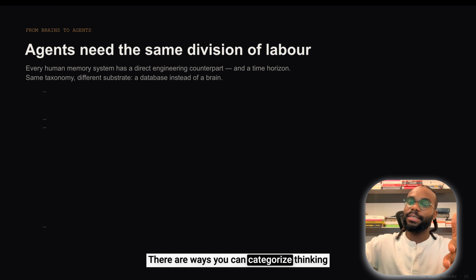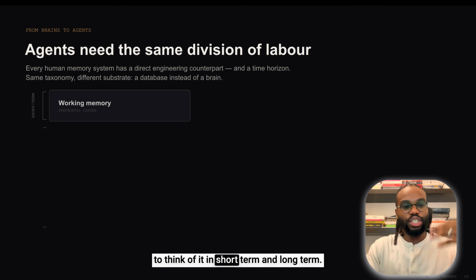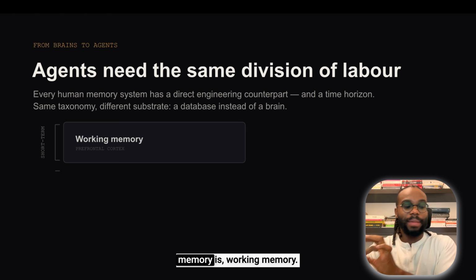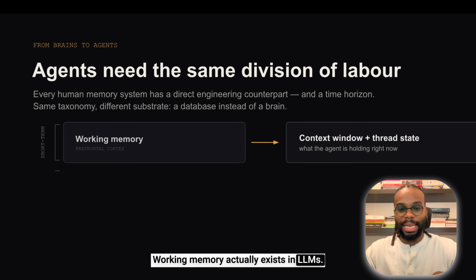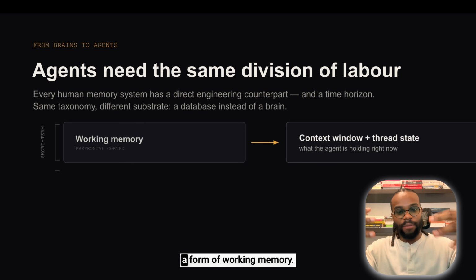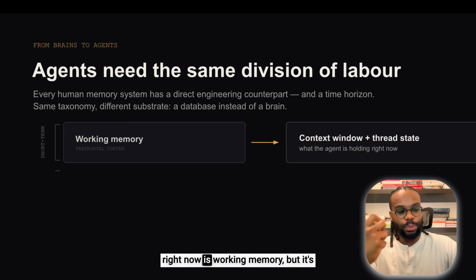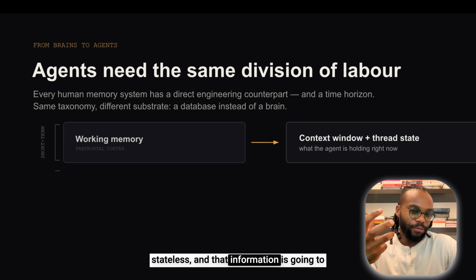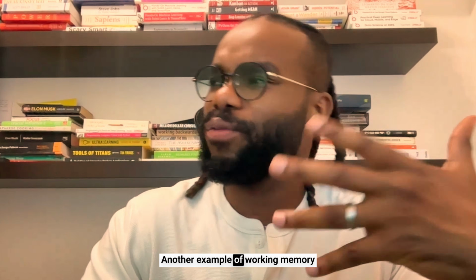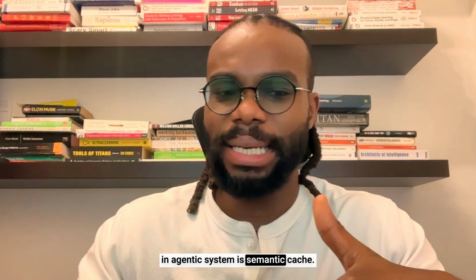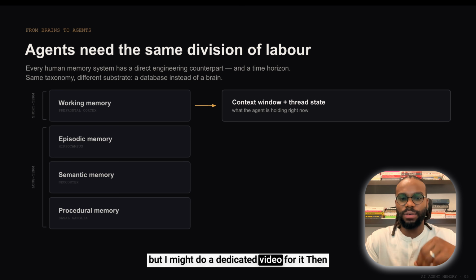There are ways you can categorize agentic memory, and the easiest way is to think of it in terms of short-term and long-term. An example of short-term memory is working memory. Working memory actually exists in LLMs. The context window itself is a form of working memory. What your agentic system is holding right now is working memory, but it's stateless, and that information is going to be gone if you don't store it somewhere. Another example of working memory in agentic systems is semantic cache. I've covered semantic cache in previous videos, but I might do a dedicated video for it.